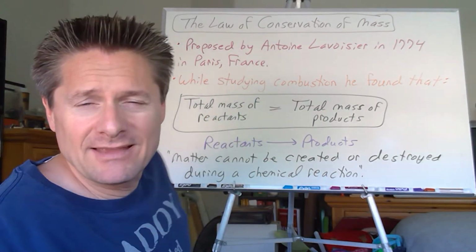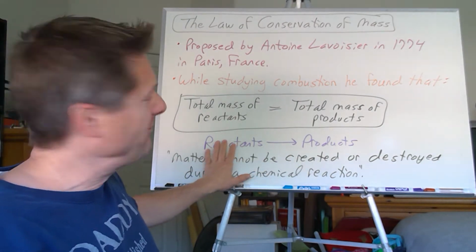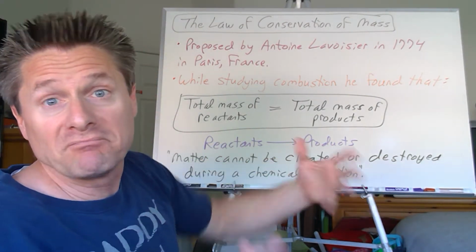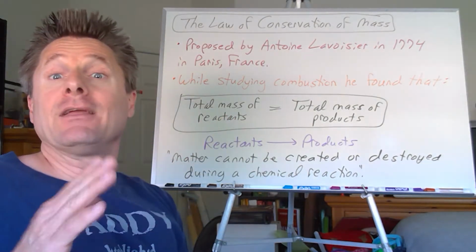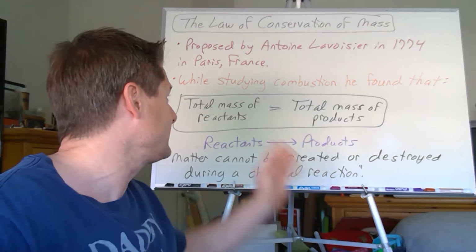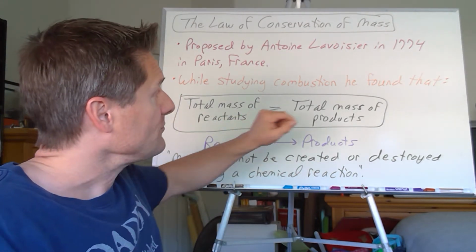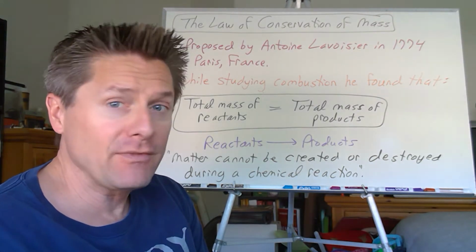But he was doing some studies, and he looked at a chemical reaction, which is reactants going to products, right? You mix some stuff, and you form some stuff. Pretty straightforward. And he found that when he was able to accurately, quantitatively measure the total mass of all of his reactants, in this case some combustion stuff, he could measure the total mass of the products as well. And he found out that they were always the same.